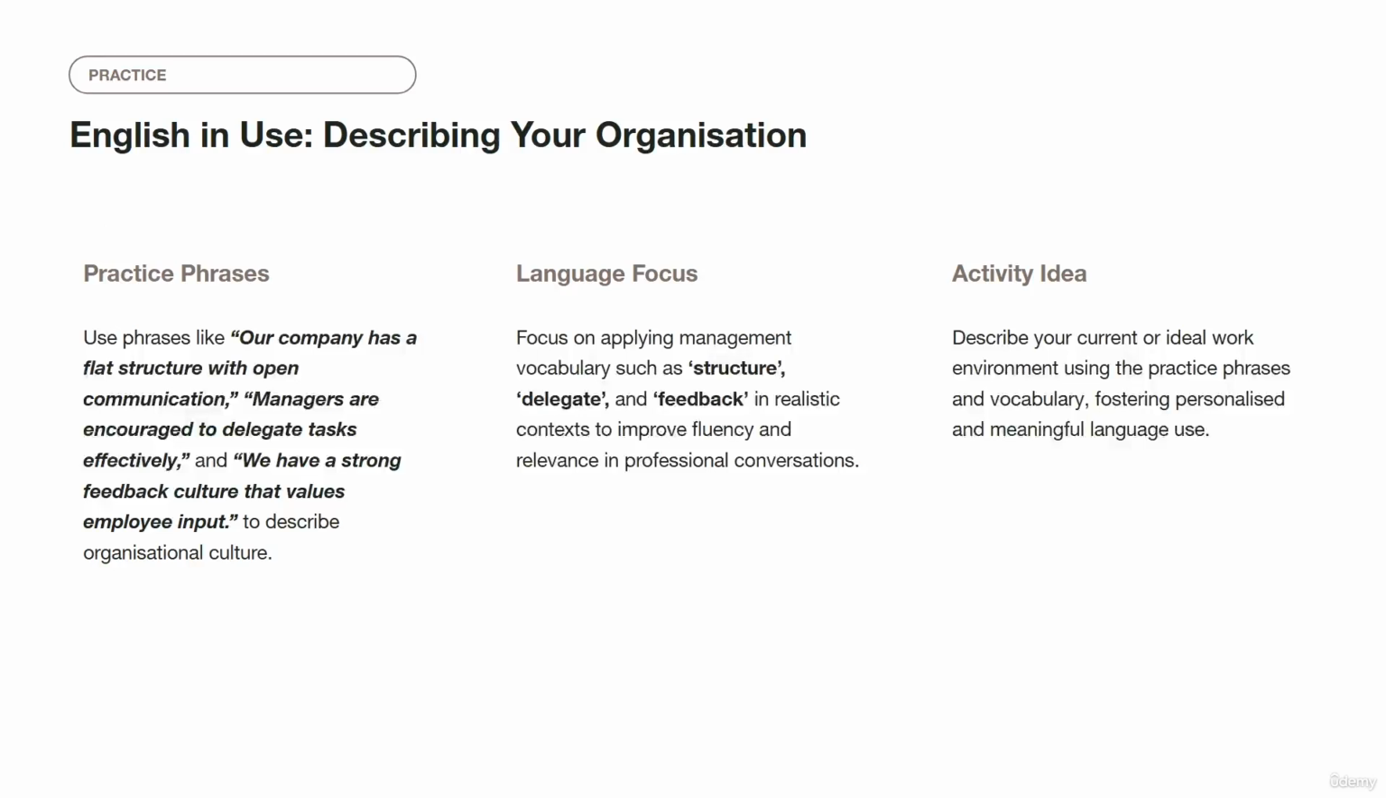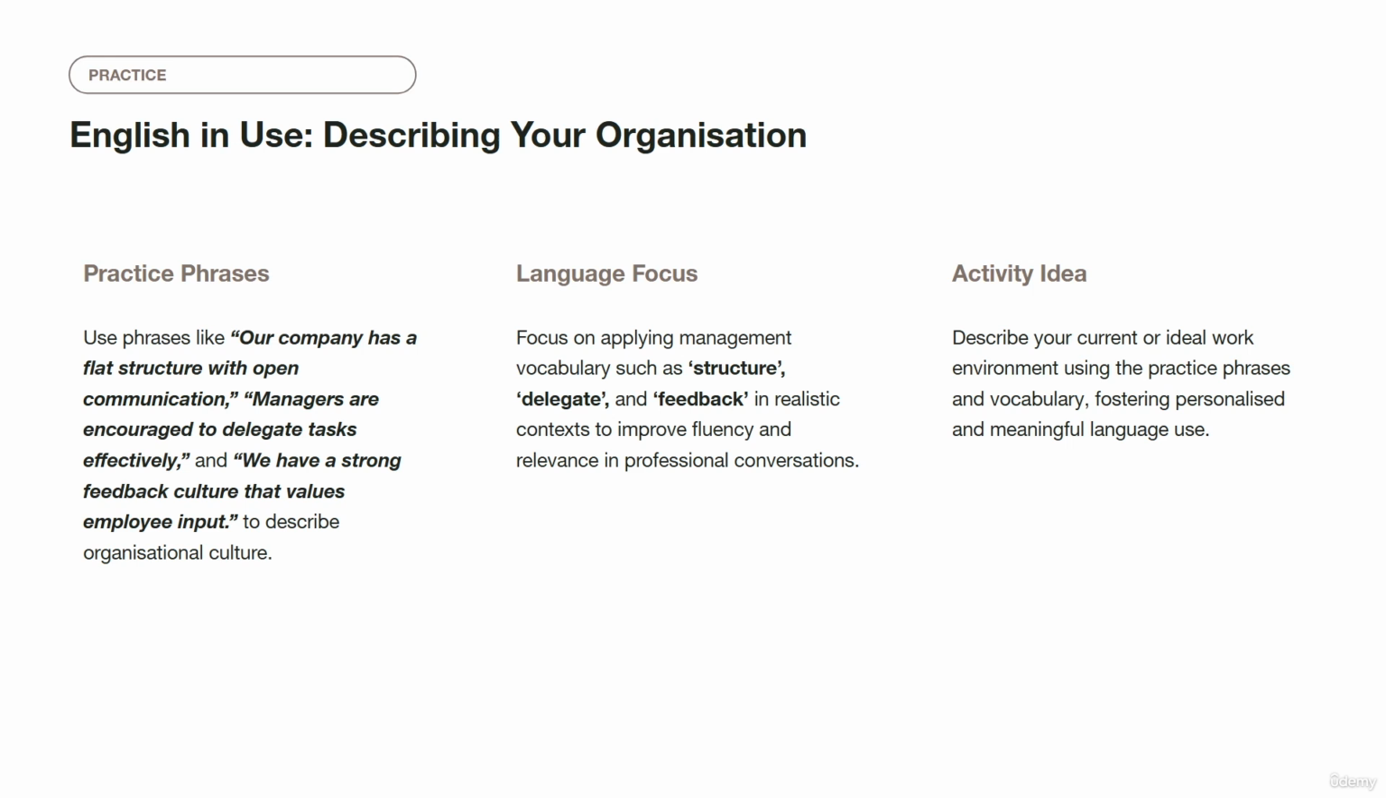So it's always worth thinking about, anytime you guys come across new vocabulary in this course, how could you use it in real life to describe your work situation? So how would you describe your organization? For example, you could say things like, our company has a flat structure with open communication. Managers are encouraged to delegate tasks effectively. We have a strong feedback culture that values employee output. So you can think about, are these three statements true of your organization? If not, what would the true alternatives be?